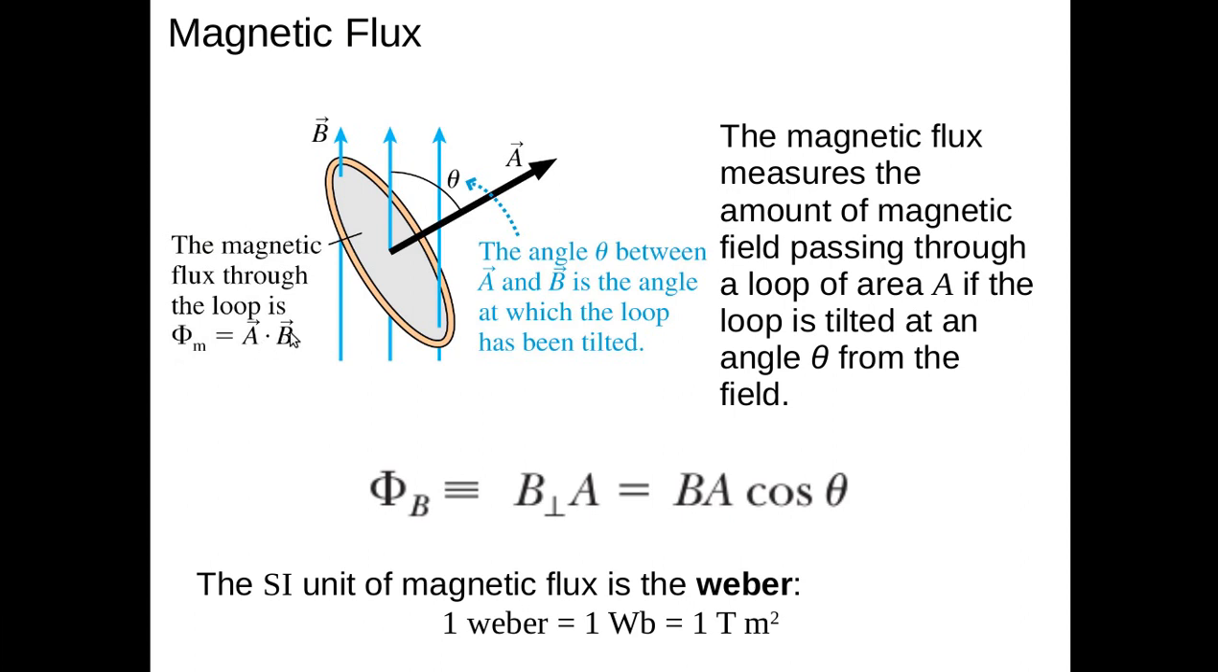So we call these units of flux Webers, and a Weber is a Tesla meter squared. Tesla for magnetic field, meter squared for area. So here's our first formula. Magnetic flux, capital Phi, is the magnetic flux. Think about it as the amount of magnetic field that's passing through a loop.